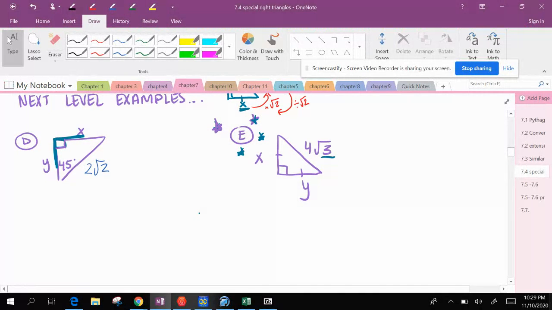So for example D, if I want to go backwards to the leg lengths, which are going to be the same because it's a 45, 45, 90, and I know because one of the angles is 45, the other one's 90, this one has to be 45 degrees. I can do the long way, which is actually writing out all the arithmetic. 2 radical 2 divided by a radical 2.